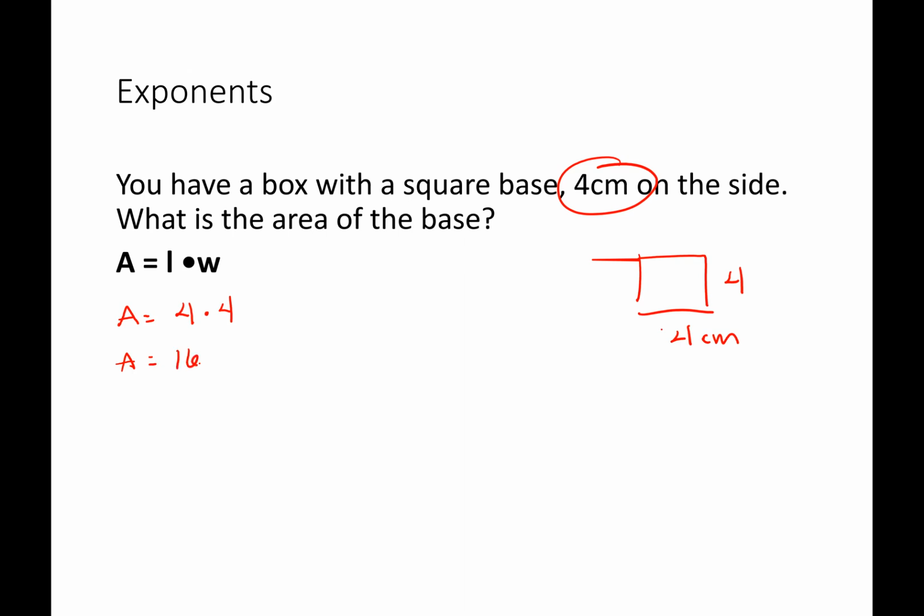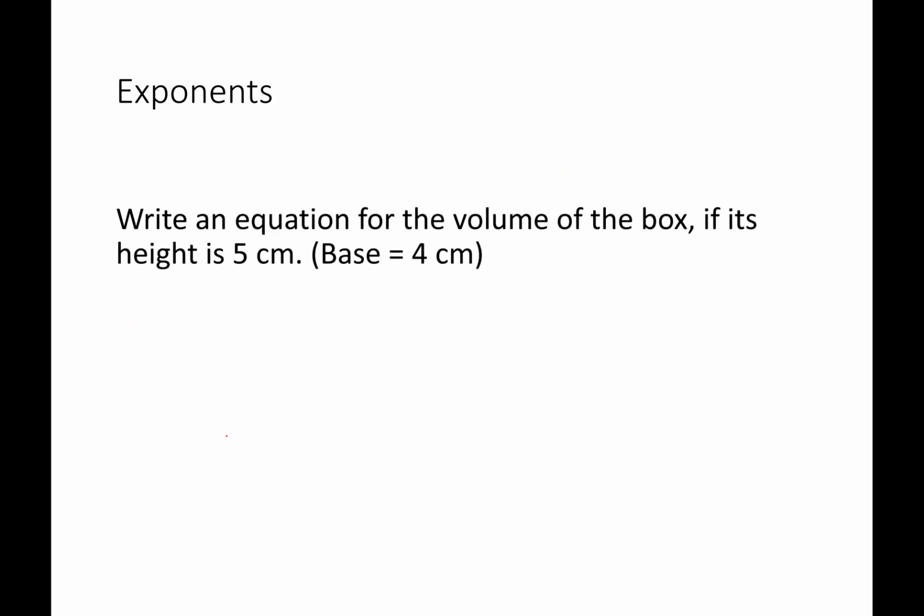16 what? Okay, all right. So did you see how we just squared 4 right there? We did 4 times 4. We could have also written that as 4 squared. All right, let's keep going. Now let's write an equation for the volume of the box if its height is 5 centimeters.